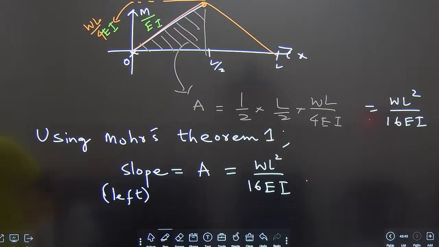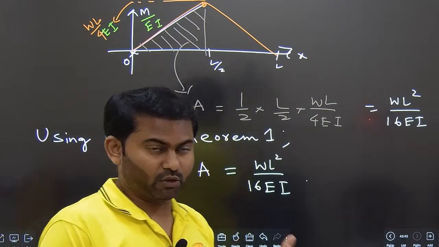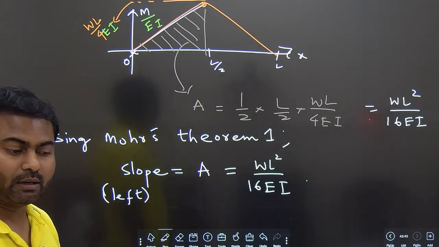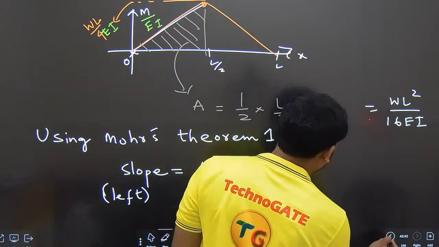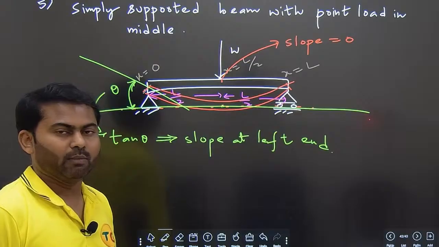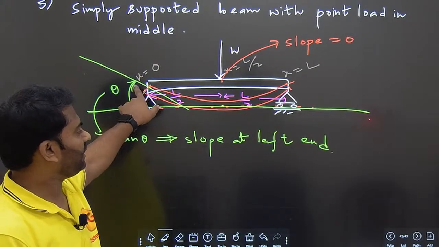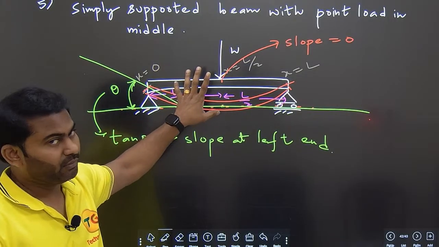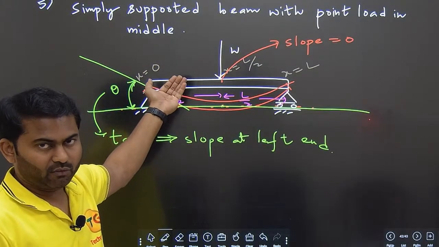WL square by 16 EI. Okay, now let us proceed to apply Moore's second theorem to get the value of this particular deflection. Clear? So let us recapitulate what exactly Moore's second theorem says. Moore's second theorem says basically, if you want to get the value of deflection, then you take the area moment of that area from the reference point.